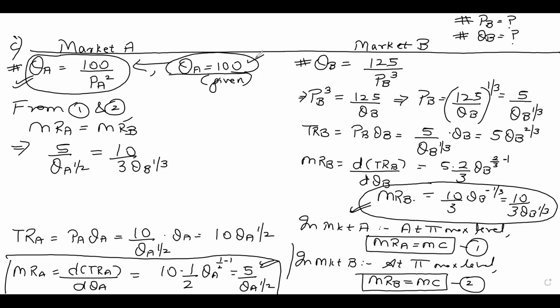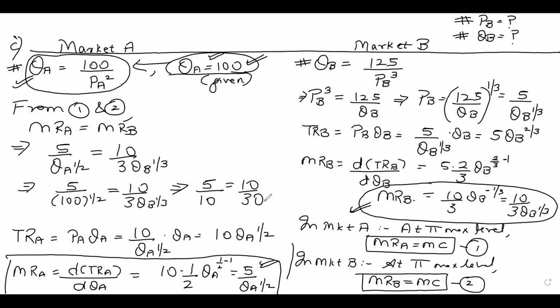Okay, what is QA given to us? We are given that QA is equal to 100. So this implies 5 upon 100 to the power half is equal to 10 upon 3 QB to the power 1 by 3, which implies 100 to the power half is 10, so 5 upon 10 is equal to 10 by 3 QB to the power 1 by 3.